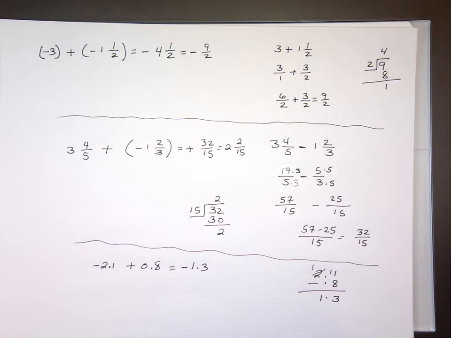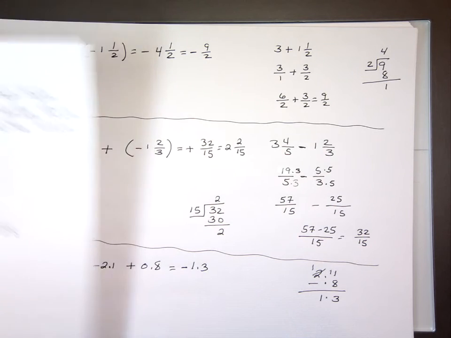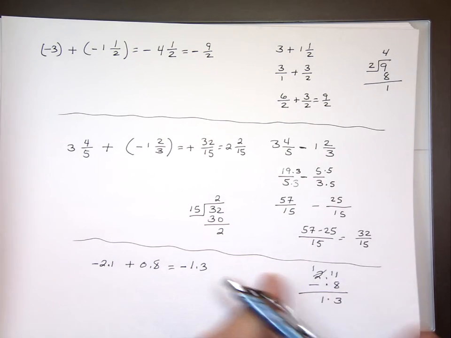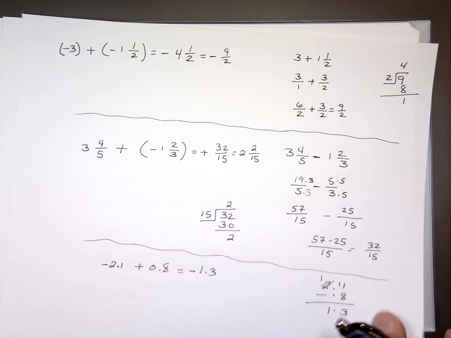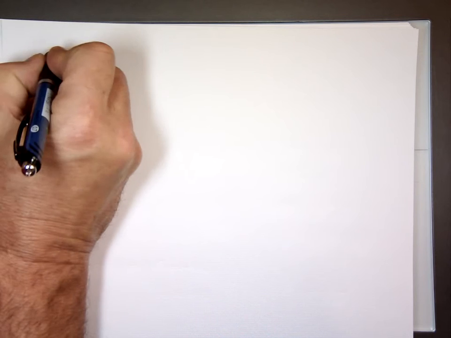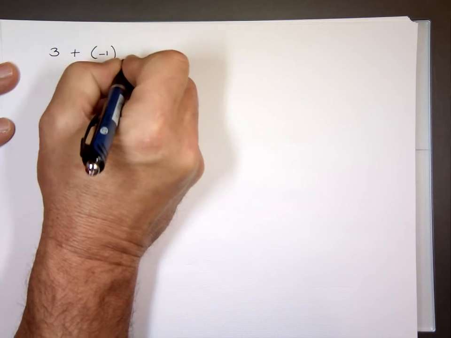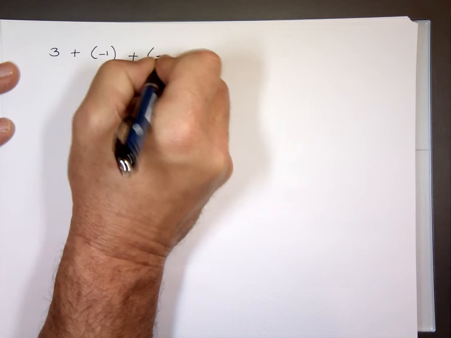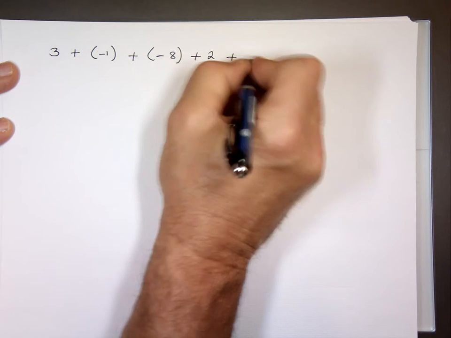So when I gave you the rules here, it was only for adding 2 numbers. So what do you do if you have more than 2 numbers? I'll give you an example. Here's more than 2 numbers. I got 3 plus negative 1 plus negative 8 plus 2 plus negative 11.